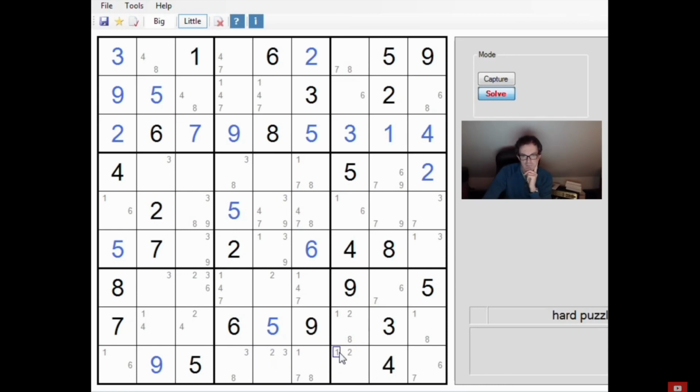So if this is a 1, what happens? If this is a 1, this will be an 8 and this will be a 2. So this will be a 1. Trying to get back into these squares. I'm just going to check the rest of column 2 here. So what numbers am I missing?